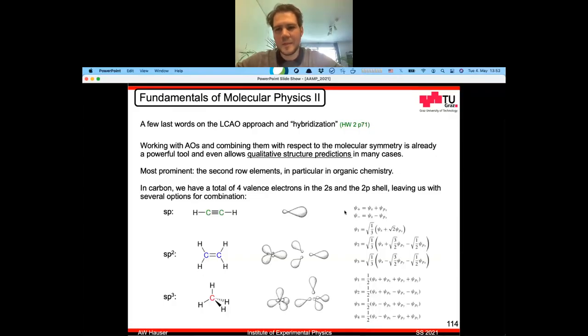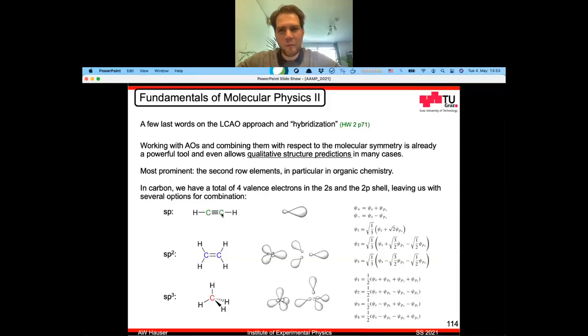I'm making psi s plus psi px, and I'm making psi s minus psi px. This is an s orbital and the p orbital put together, one with opposite sign. And this means it leads to this kind of lobe that is either pronounced to the right or pronounced to the left. Okay, and now you see what this molecule is doing.